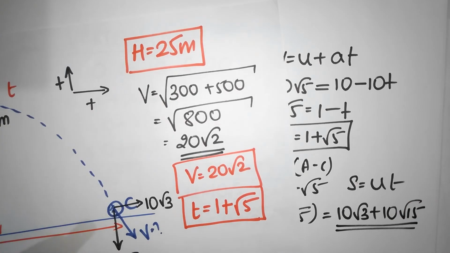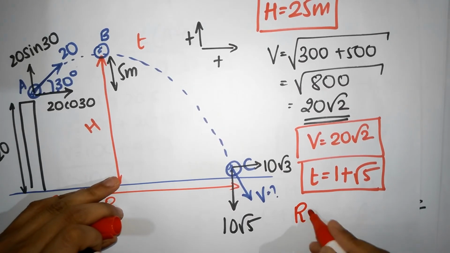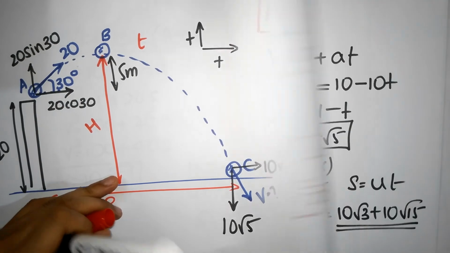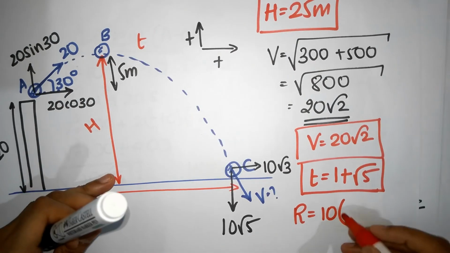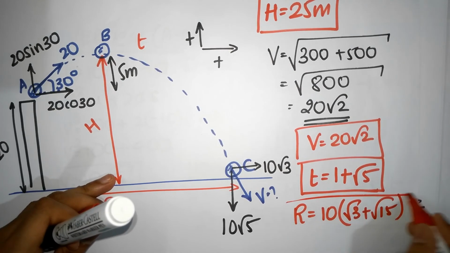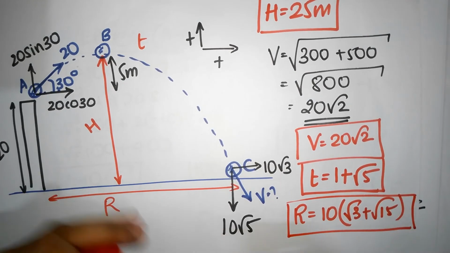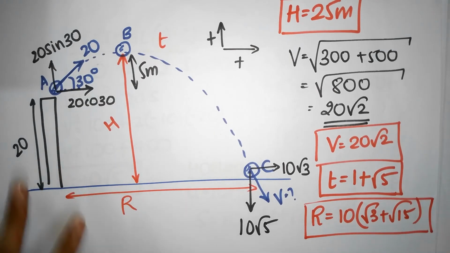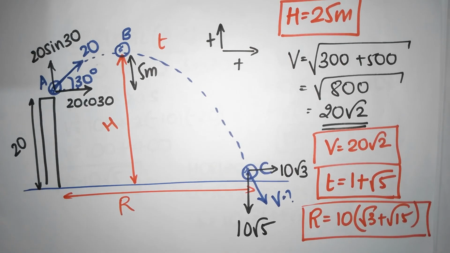So we have all the answers now. The range turns out to be 10 times, what is that, root 3 plus root 15. Ta-da! I hope this problem gave you some insight on how we calculate seemingly complicated stuff, but by using just one-dimensional analysis and vectors. See you next time, and we'll do some more problems.